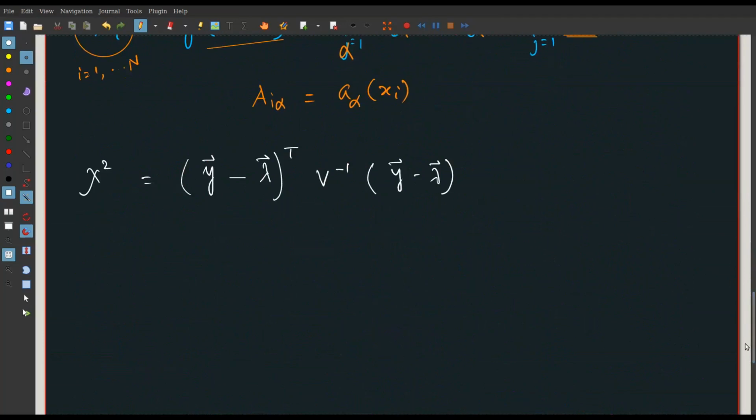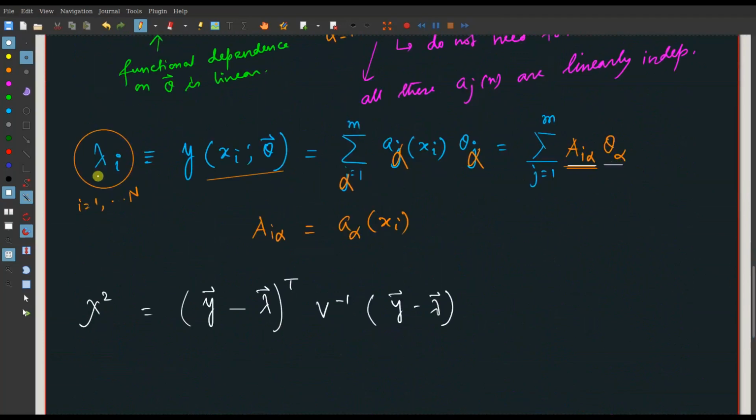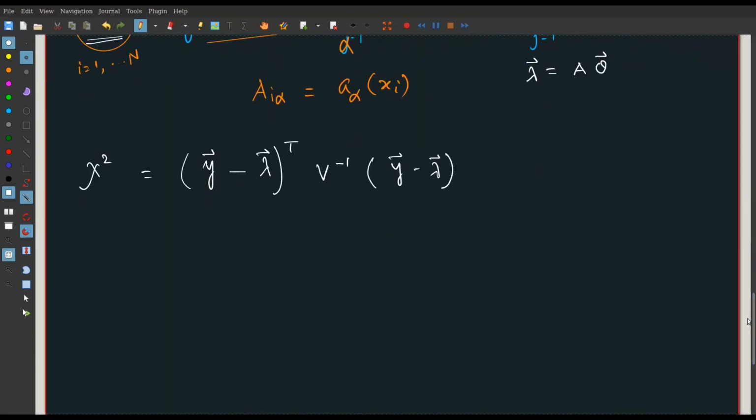All right. So now this lambda vector is basically A times theta. You notice this equation: this is A times the theta vector. A is a non-square matrix, and that is the theta vector. Those are vectors of different dimensionality, so be careful about that. So this I can write as y minus A times theta, transpose, V inverse, y minus A times theta.